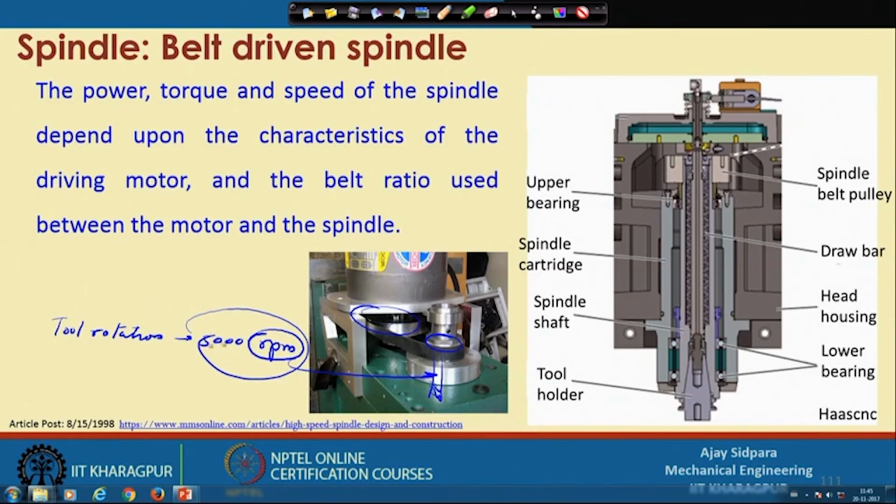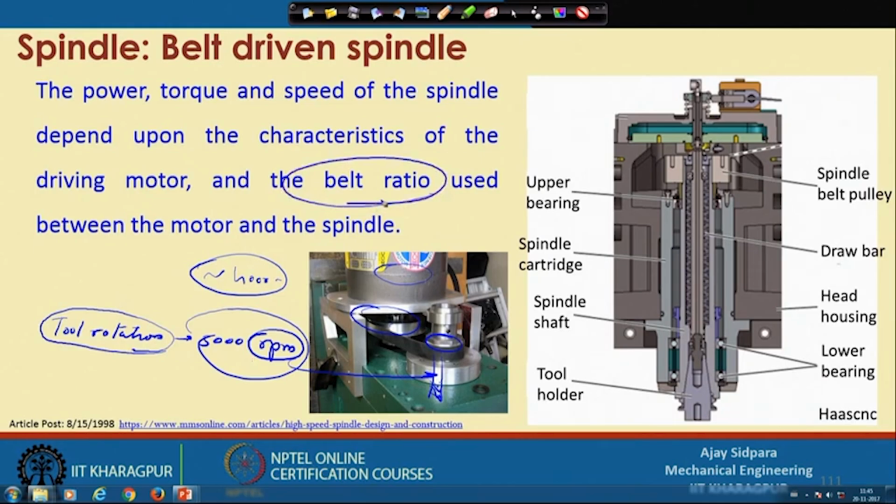So, when you tell the machine that tool rotation is 5,000, you are giving a command, but actually this command goes to the motor, correct. The motor may rotate at 4,000 rpm or something, and only then will you get 5,000 rpm here, right. So, this belt ratio is very important. What you are telling the machine tool and what the machine tool is sending to the motor directly depend on the ratio of this belt, right.